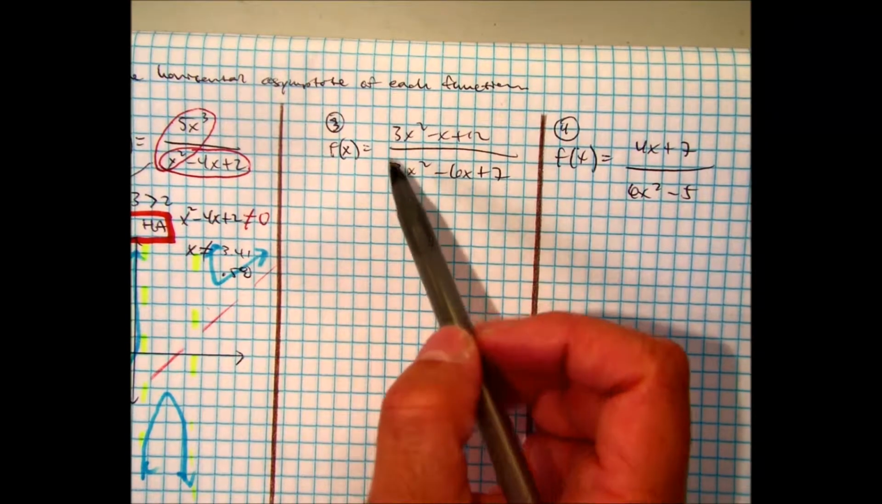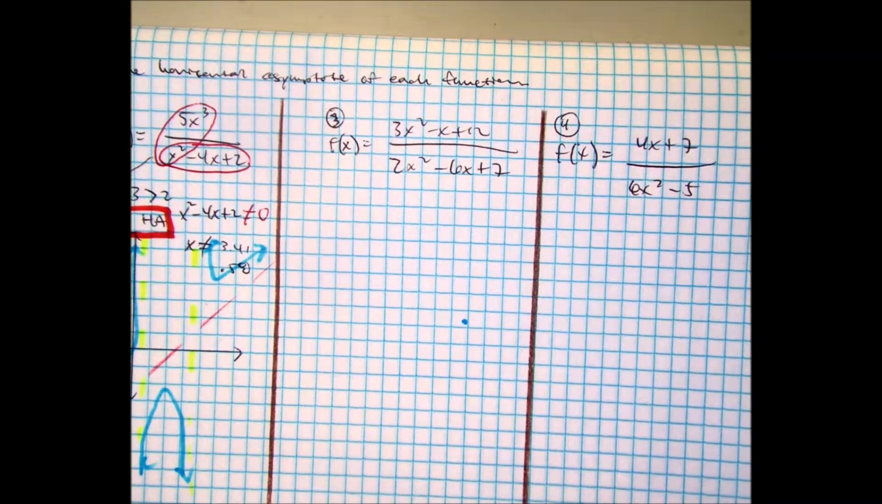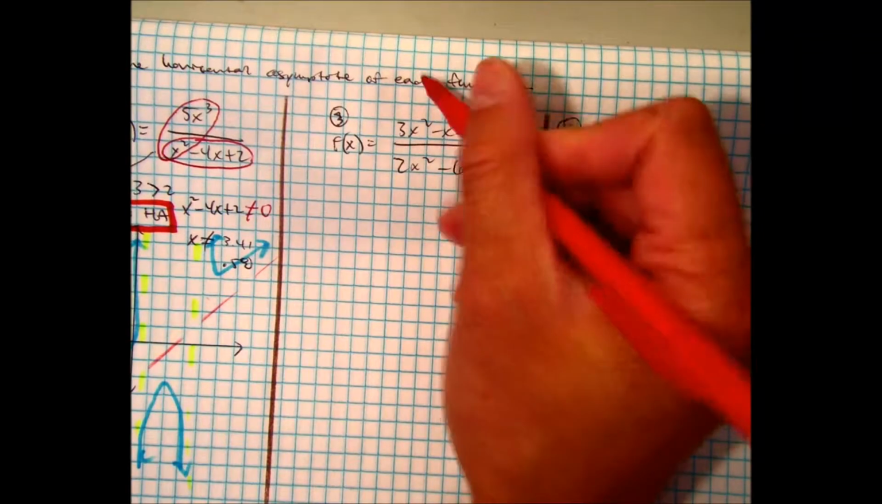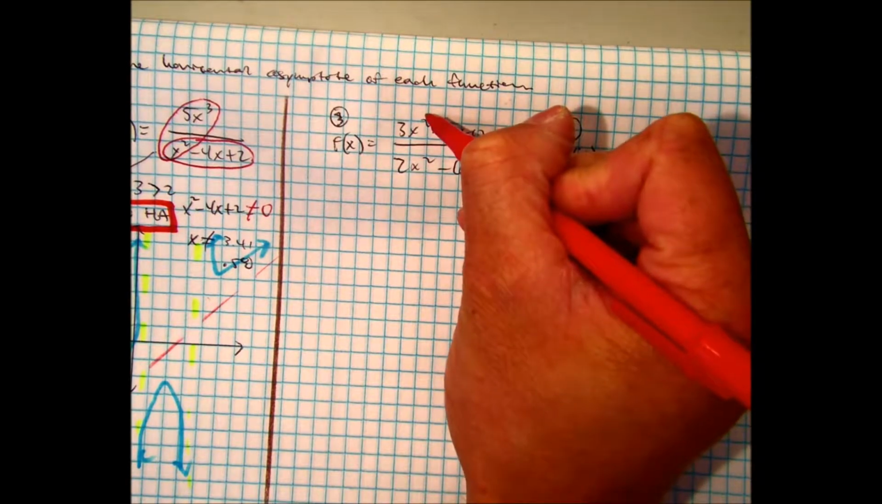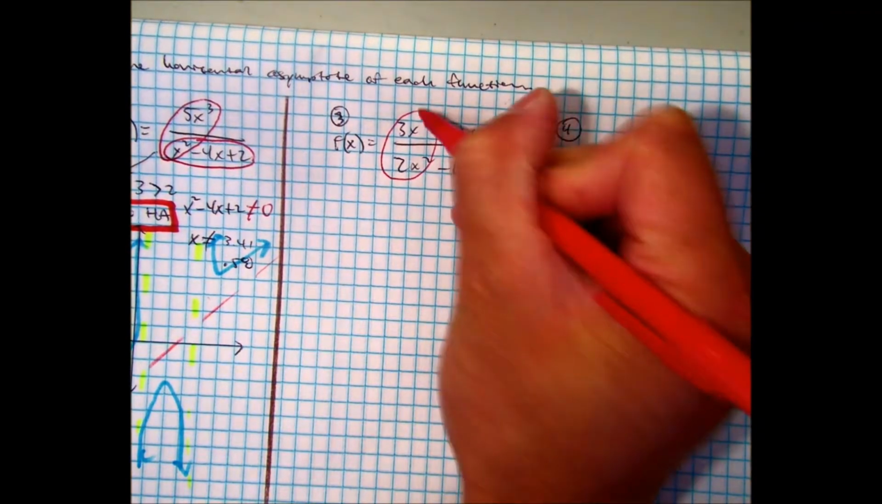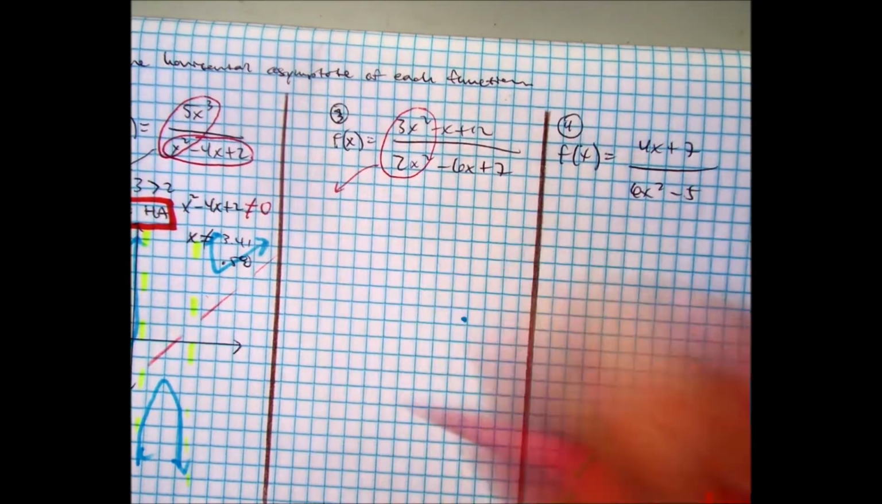So we're trying to find the horizontal asymptotes. Class, what should I circle? Yeah. 3x squared and 2x squared. I like to circle it and then write it on the side.